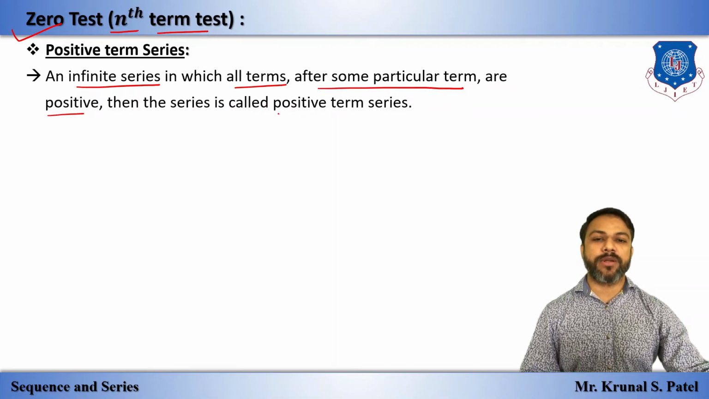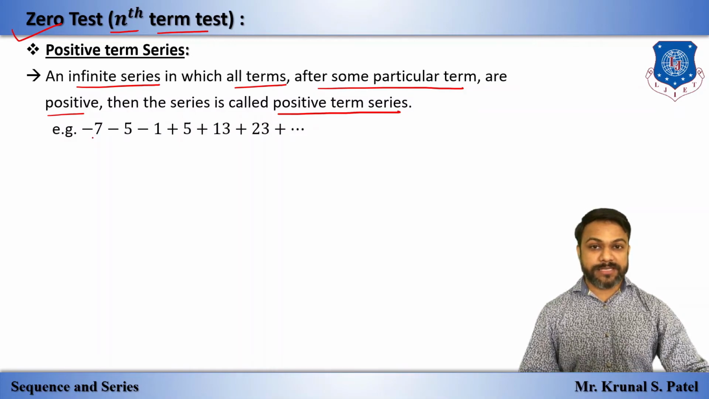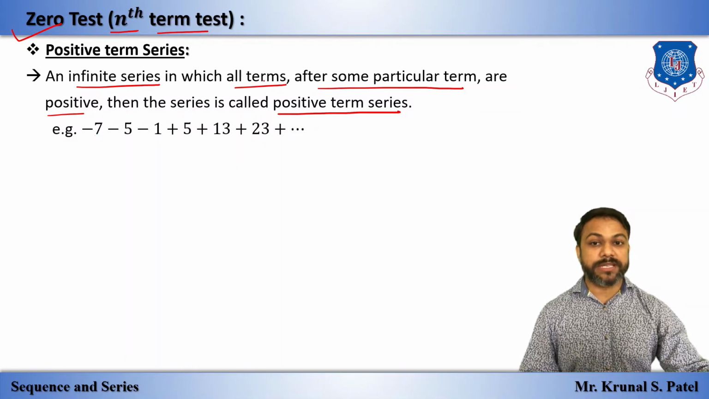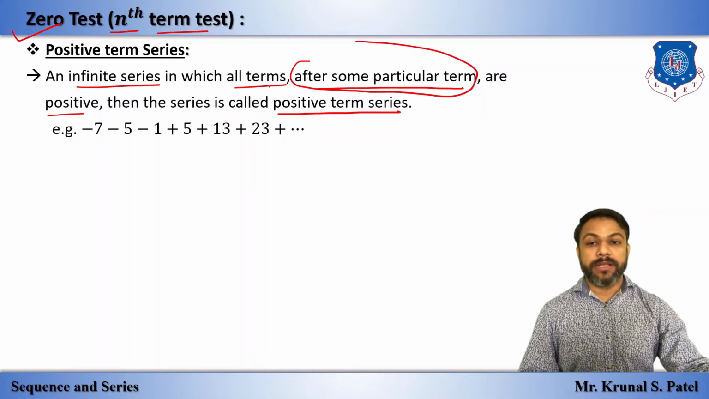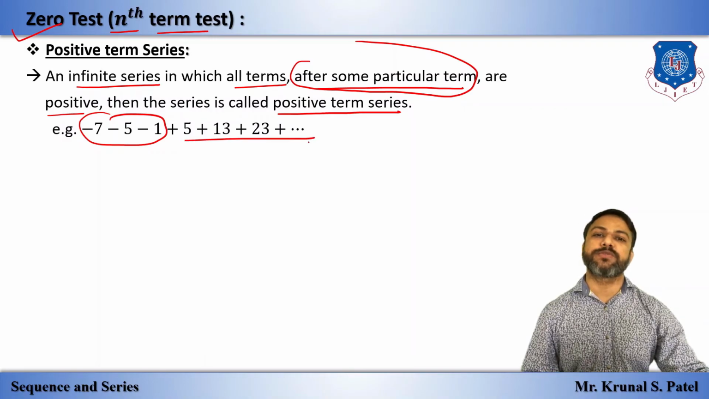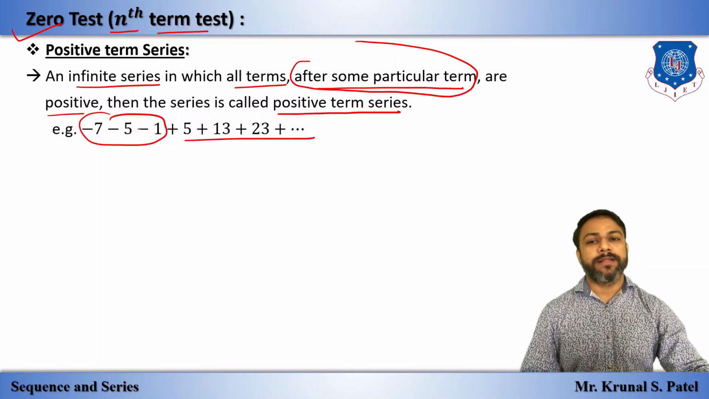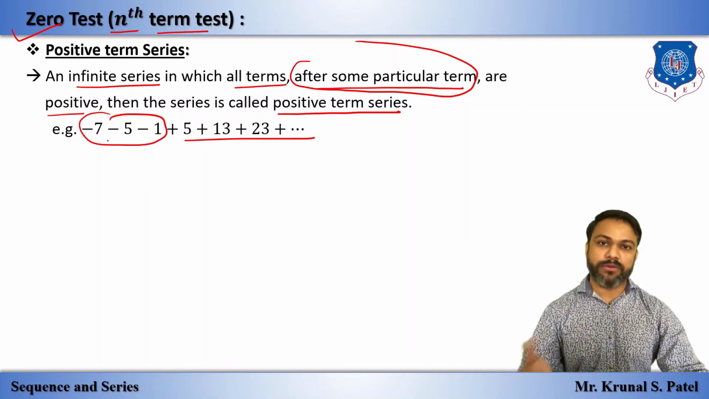Then the series is called a positive term series. You can see this is a positive term series because after some particular term, here after these 3 terms, all the terms are positive. There is no need for the starting terms to be negative or positive.